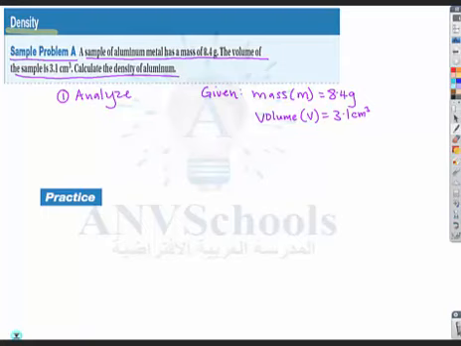Then what are we finding here? The unknown. The unknown is what we want to find, and this is density. So we don't know the density, and our problem is to find the density.